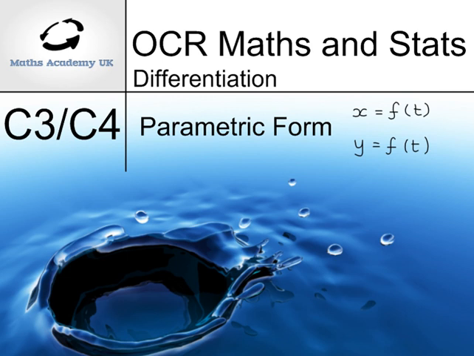OCR Maths and Stats differentiation techniques for C3 and C4, differentiating the parametric form for the equation of a curve. So as we see here, we have two equations, one for x, one for y. So x and y are variables, but they are both given in terms of a third variable here, which is t. So as t varies, both x and y vary.